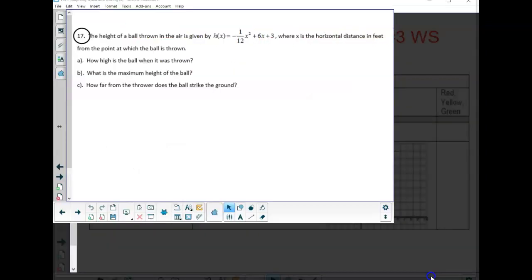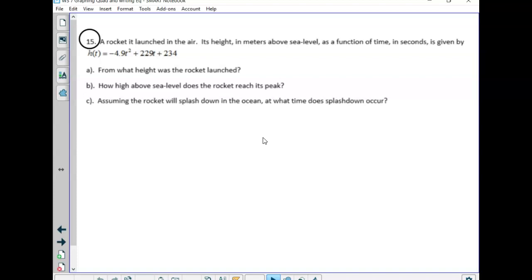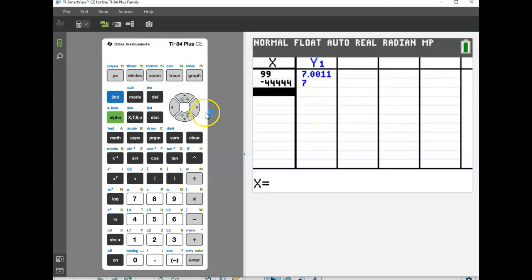Worksheet 7. I have them all open here. 7B, which number? 15 or 17? Number 15, part C. Assuming the rocket will splash down, what time does it splash down? Okay. Do you have any idea what you used for a window?